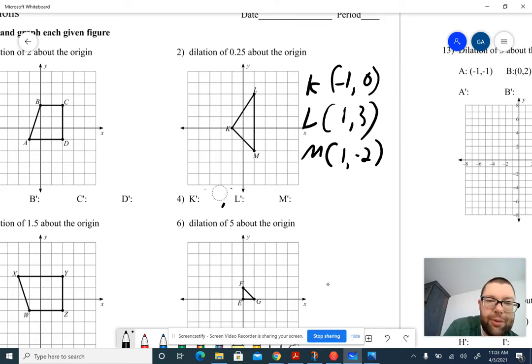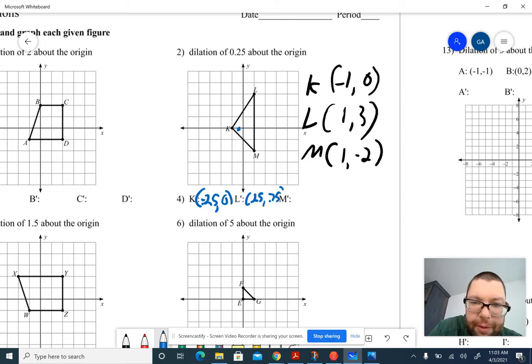Actually, let's use a different color. Let's use blue for our new stuff. So -0.25 and 0 is K prime. So that would be over just about a quarter of the way. There's K prime. L is 0.25 and 3 times 0.25 is 0.75. So that would be over a quarter and up 3/4. So right around there would be L prime.